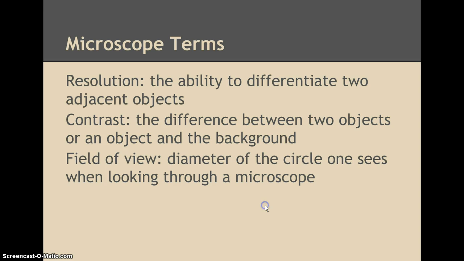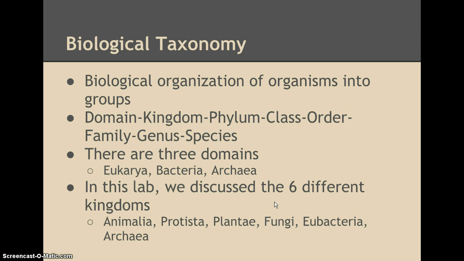In this lab, we discussed biological taxonomy, which is the biological organization of organisms into different groups. These groups go from the least specific to the most specific, which starts with domain and goes to kingdom, phylum, class, order, family, genus, and then species. There are 3 domains: eukarya, bacteria, and archaea. And in this lab, we discussed the 6 different kingdoms, which are Animalia, Protista, Plantae, Fungi, Eubacteria, and Archaea, which I'll all discuss shortly.